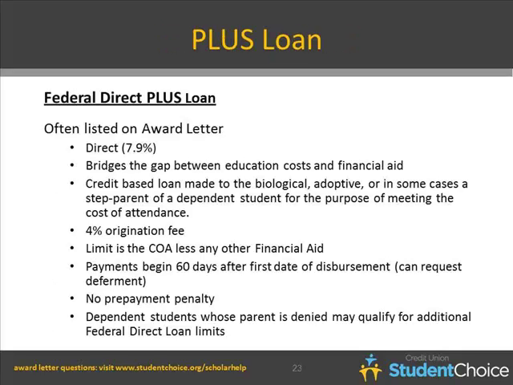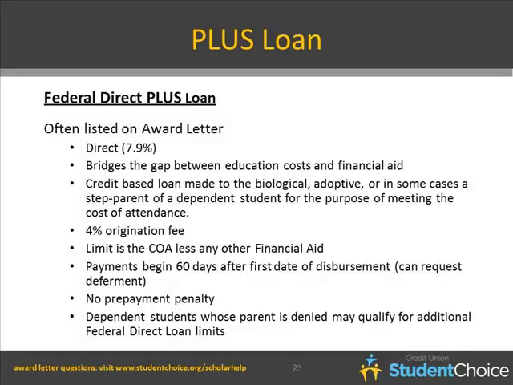The first student loan option that I want to talk about is actually a parent loan. It is a parent loan for undergraduate students, so referred to as the PLUS. It is a government loan, and it is a credit-based loan made to the biological, adoptive, or in some cases, step-parents of a dependent student. And it's there simply to meet that remaining need that the family has to fund the education.